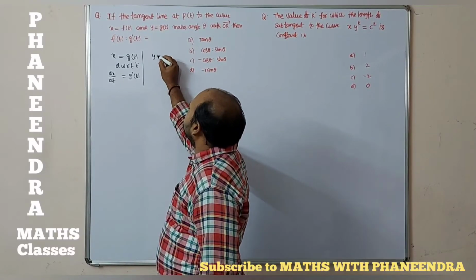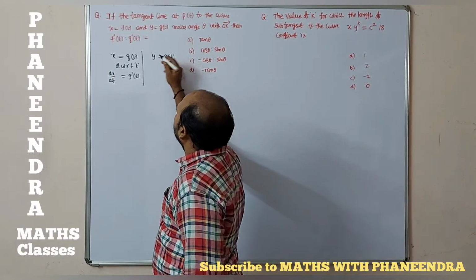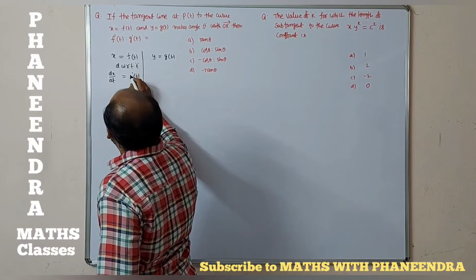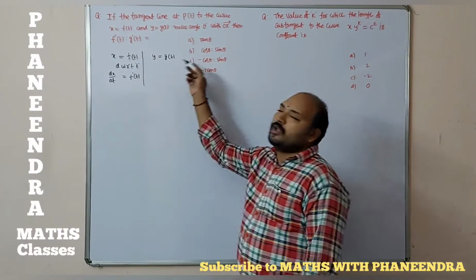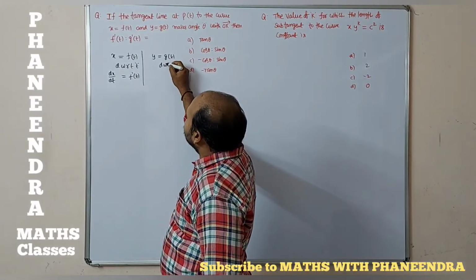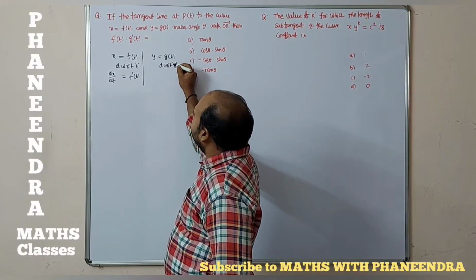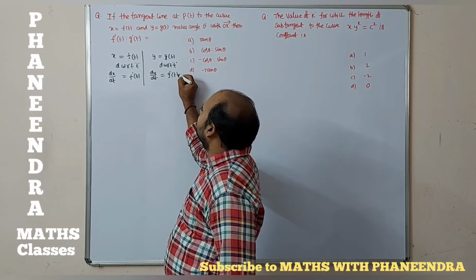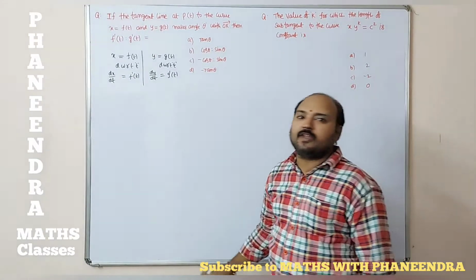Similarly, y is equal to g of t. Sorry, here f of t is given, so obviously it is f dash of t that will come. y is equal to g of t. Differentiate with respect to t. So dy by dt is equal to g dash of t. So this is f dash of t, this is g dash of t.